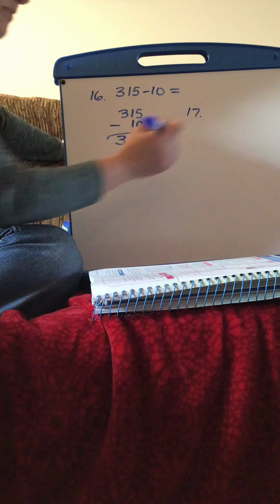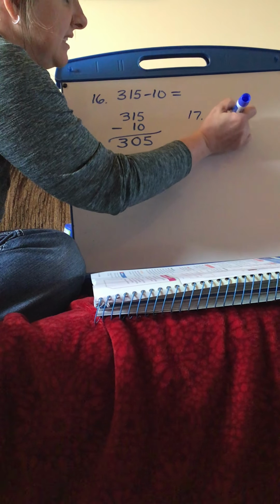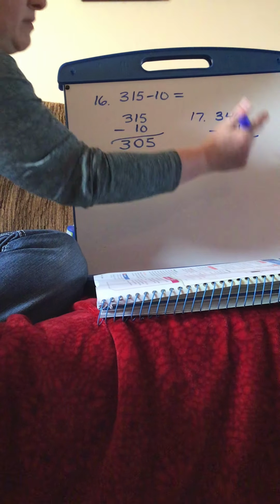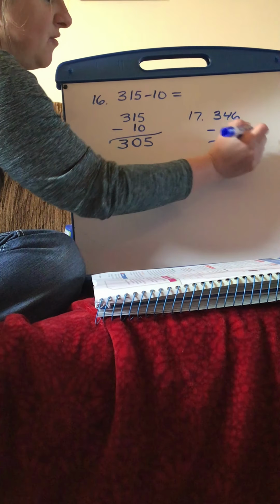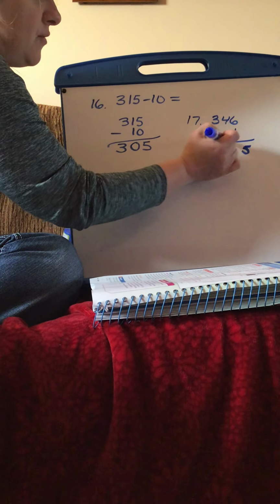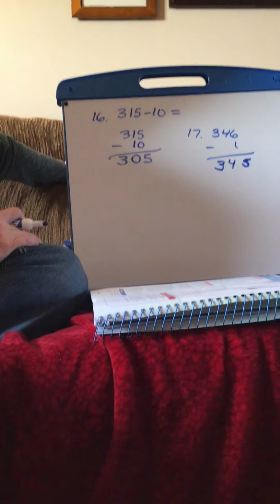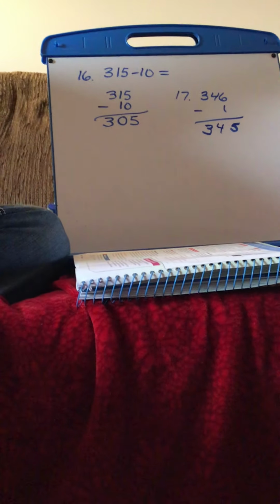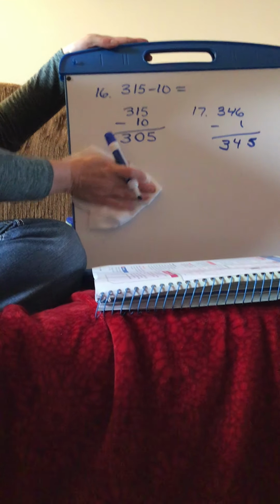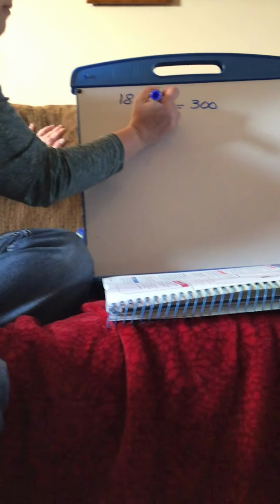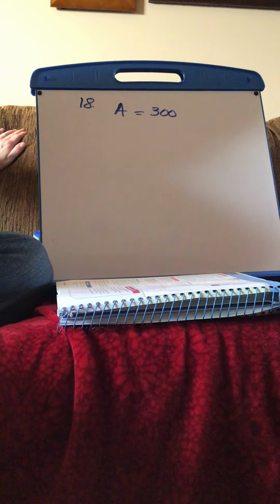Number 17 is going to be 346 minus 1. Well, 6 minus 1 is 5. 4 minus imaginary 0 is 4. 3 minus an imaginary 0 is 3, so it's 345. All right? We got one more problem I see that we have to do, number 18, and then we'll be done for today. 18, it says, Amanda reads 300 pages in a book. So I'm going to put A equals 300. A stands for Amanda. She read 300 pages of a book.